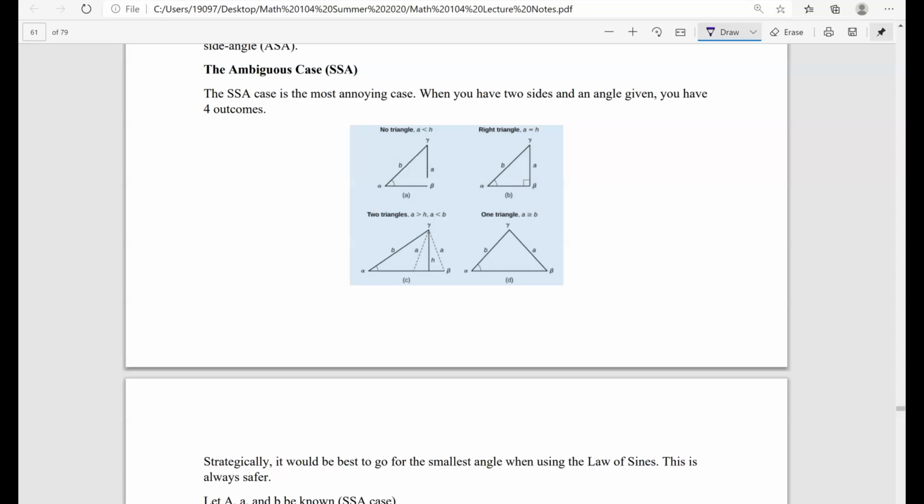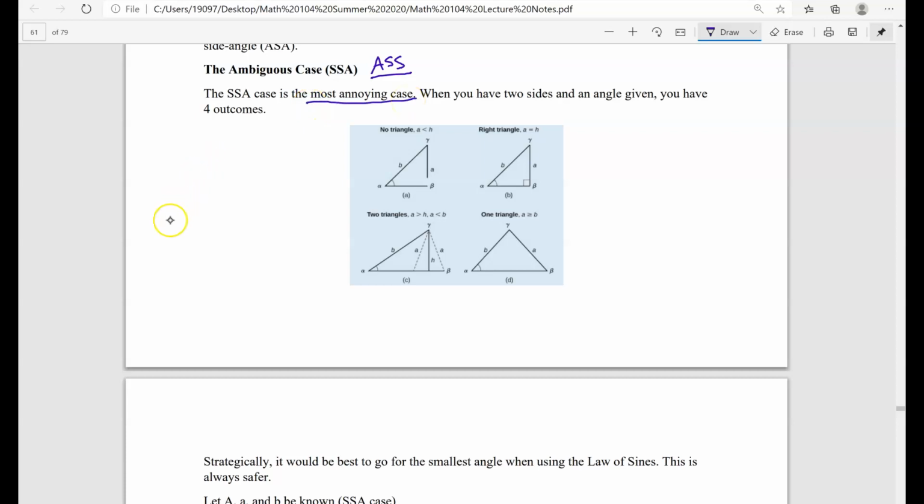So here we're going to talk about the ambiguous case, which is basically the SSA case, or like how I like to say, the ass case. The reason why is because it's really annoying. Whenever you have two different sides and an angle, a lot of things can occur.